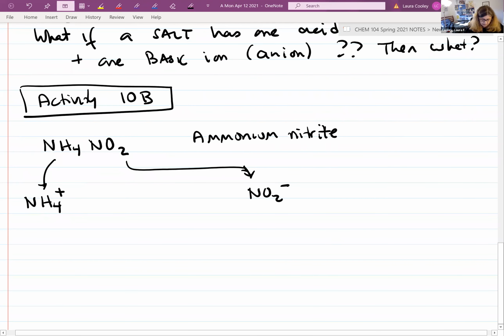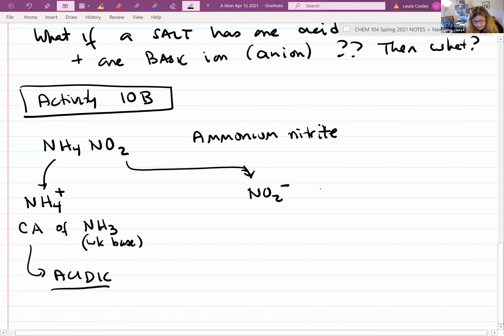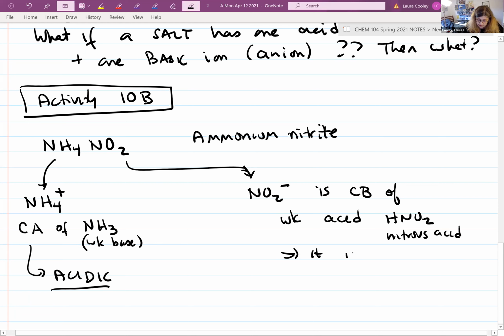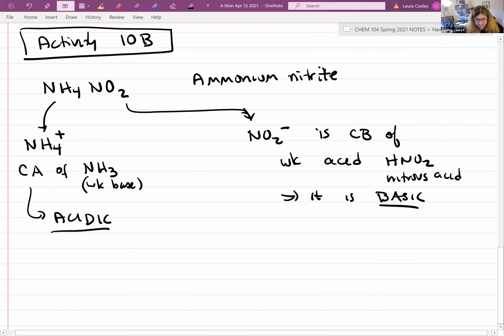Ammonium is the conjugate acid of ammonia, which is a weak base, and so that makes ammonium acidic. However, NO2 minus is the conjugate base of the weak acid HNO2, nitrous acid. It's on the chart. So it is basic. So we have one acidic ion and one basic ion. How do we figure out if this salt is acidic, basic, or neutral?